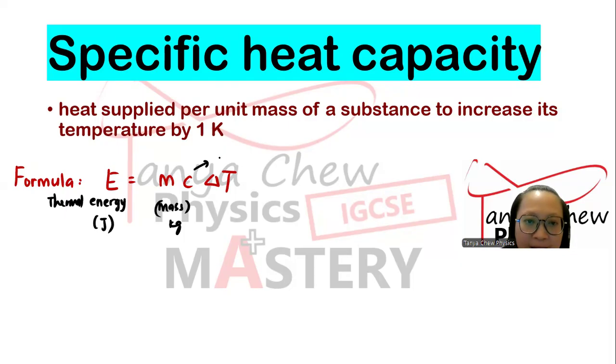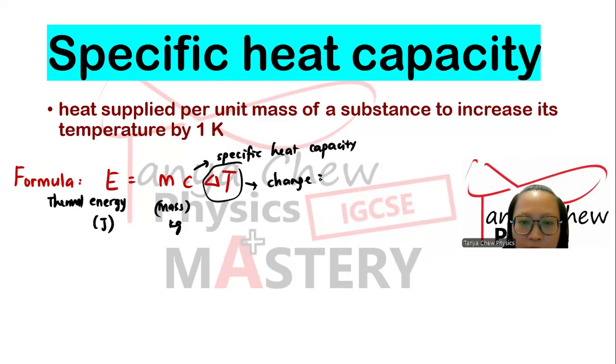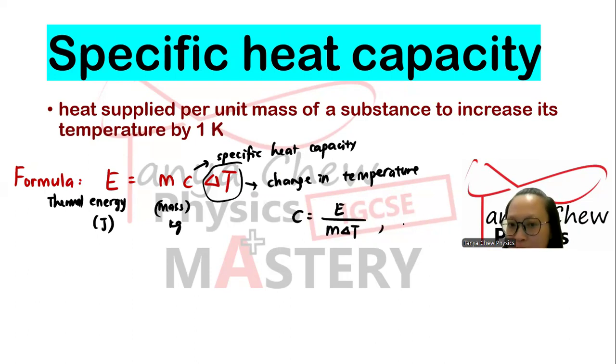C represents specific heat capacity, symbol is C. Delta T represents change in temperature. Could be in degrees Celsius, could be in Kelvin, doesn't matter. So if you cannot memorize the definition for the specific heat capacity, doesn't matter, you can use the equation. So you can put C is equal to E over m delta T. But don't just leave it like that, put a comma. Where C is the specific heat capacity, E is the thermal energy, m is the mass, and delta T is the change in temperature. That's all that you need to write.